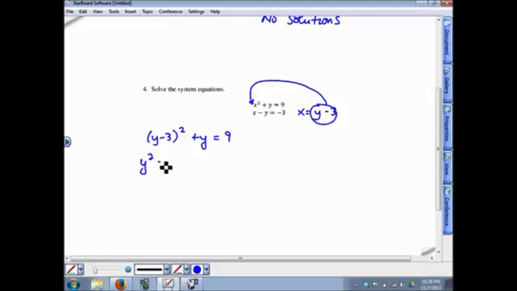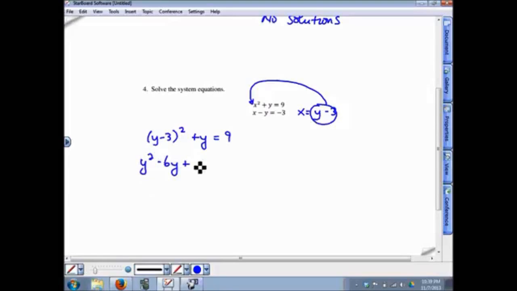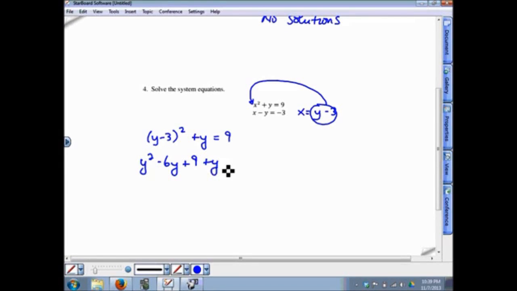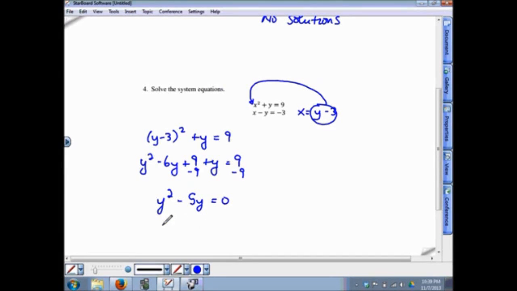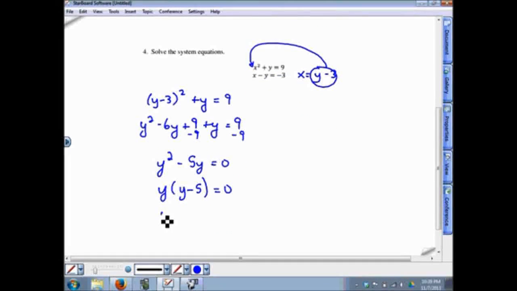y minus 3 squared is y squared minus 6y plus 9. And then we have the plus y equals 9. Subtract 9 on both sides. So you have y squared minus 5y is equal to 0. Factor out a y and get y times (y minus 5) is equal to 0. So y is equal to 0 and y is equal to 5.